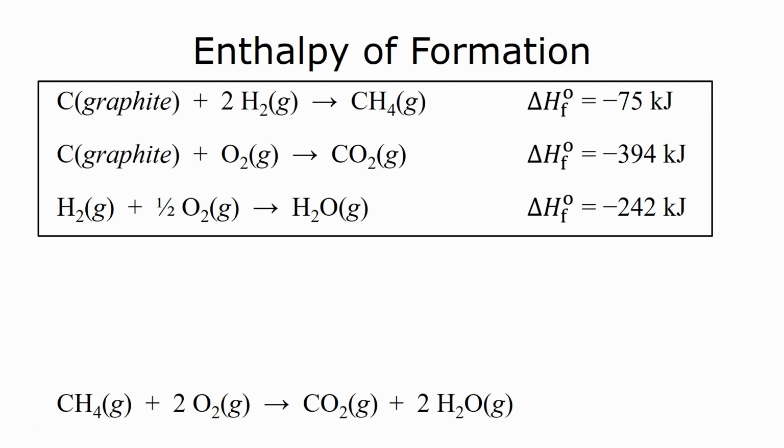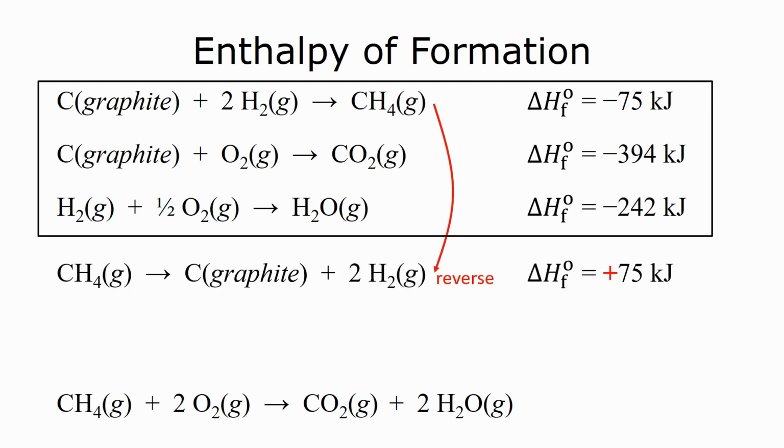So let's look at the first one. Graphite going to methane. Well, methane is in our target reaction, but it's on the opposite side. It's on the reactant side. So we're going to have to flip our first reaction. If we reverse it, we keep the quantity of energy, but we change the sign. So this is going from negative 75 kilojoules to positive 75 kilojoules.